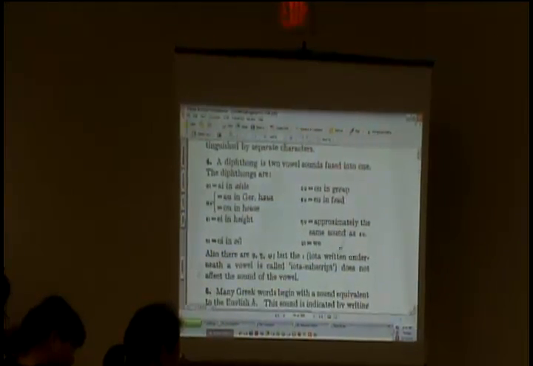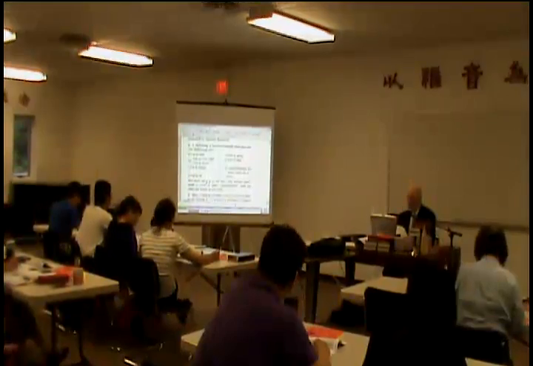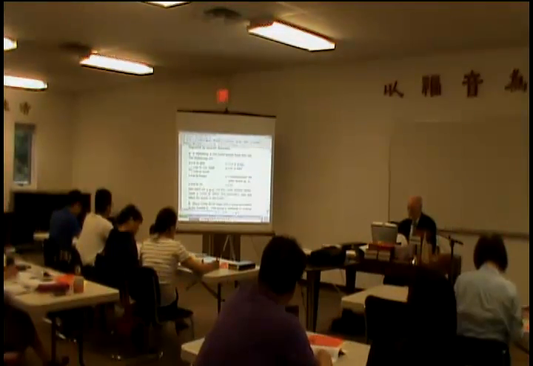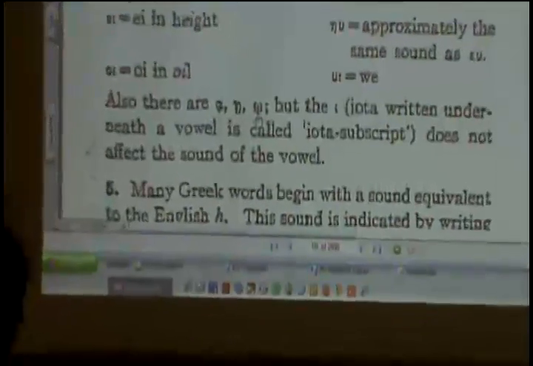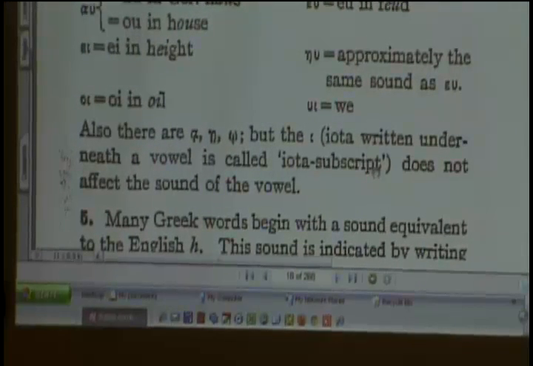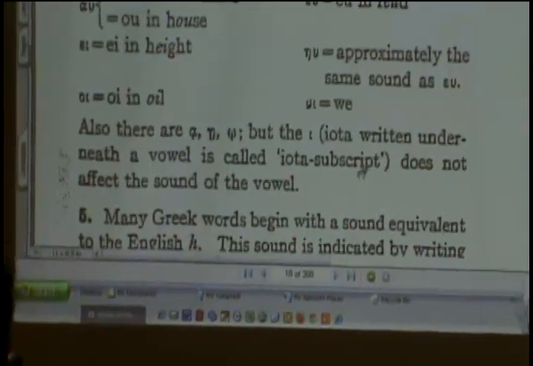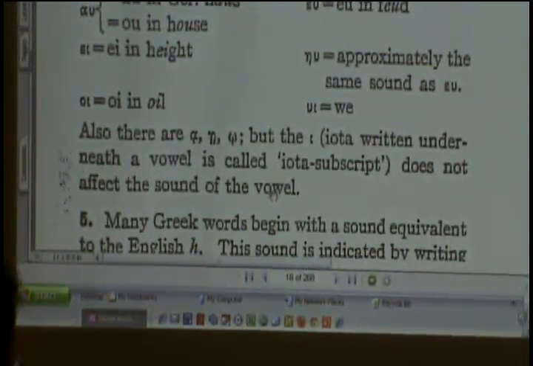All right, let's move on. Notice alpha with an iota subscript is written underneath, the little iota. Here's an eta with a little subscript. Here's omega with a little iota subscript. See that iota, it's beneath the vowel, written below the letter. And that doesn't affect the sound of the vowel. The vowel is still the same. Even with that little iota, it still is alpha, still eta, still omega.